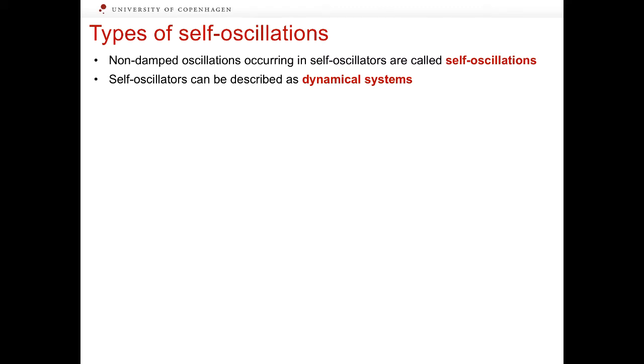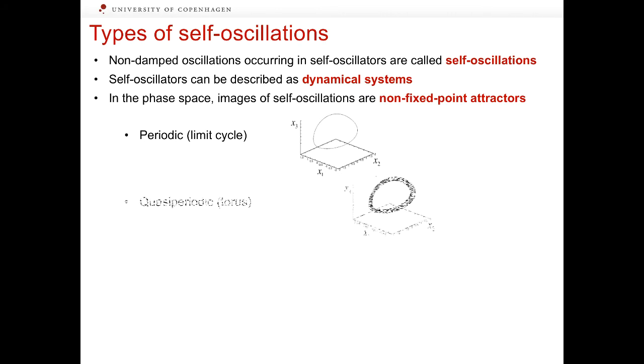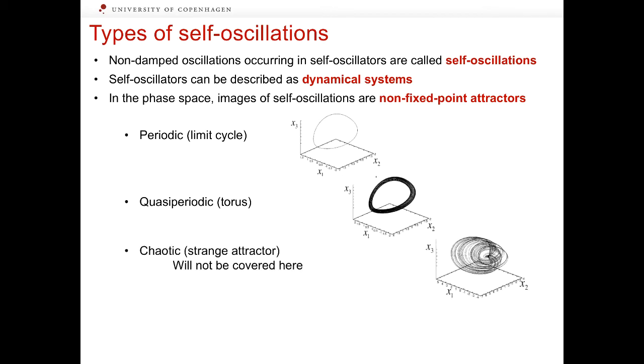Self-oscillators can be described as dynamical systems. In the phase space, images of self-oscillations are non-fixed point attractors. These attractors can be classified based on the type of self-oscillations. If the self-oscillations are perfectly periodic, the image in the phase space is a limit cycle. If oscillations are not strictly periodic and not chaotic either, if they combine two or more time scales of oscillations, their image is an invariant torus. Deterministically chaotic oscillations are represented as strange attractors.